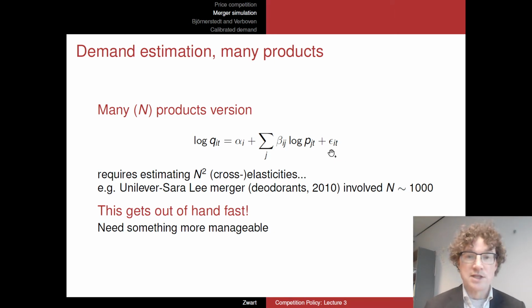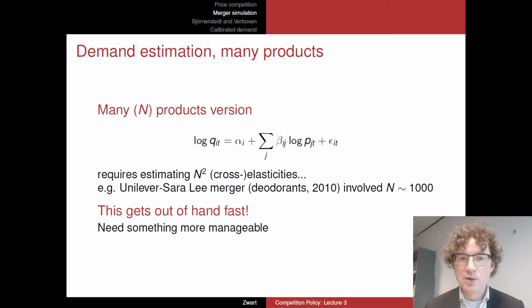Well, it will mean estimating all these beta ij's. How many are those? If both i and j run from 1 to n over these different products, we have n squared cross elasticities. Is that a problem? Well, typically yes. Typically these markets we're interested in have not just 1 or 2 or 3 or 4 products, but perhaps even 1,000.